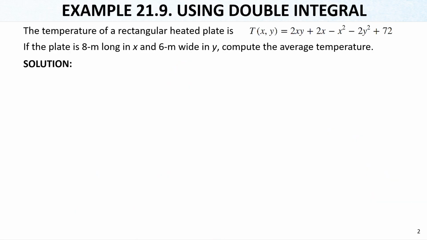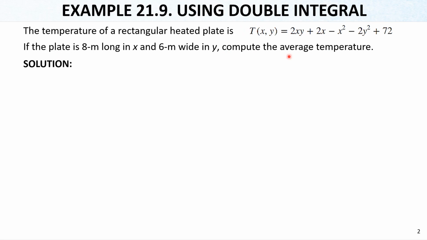Here we have an example application of using double integral and numerical integration for a double integral. We have an engineering example. The temperature of a rectangular heated plate is given by this function, which has x and y as inputs, and T is the temperature output. If the plate is 8 meters long in the x direction and 6 meters wide in the y direction, where x and y are the plate's dimensions, compute the average temperature. So we need to compute this.